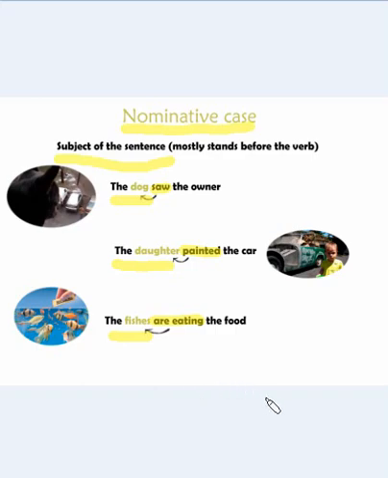So let me recap. Nominative case is before the verb, before the action. It's the first word in the sentences, and it doesn't have any prepositions before. Remember about these hints, and you will be able to indicate this nominative case.